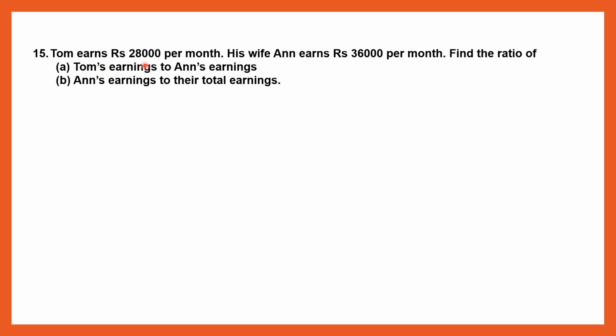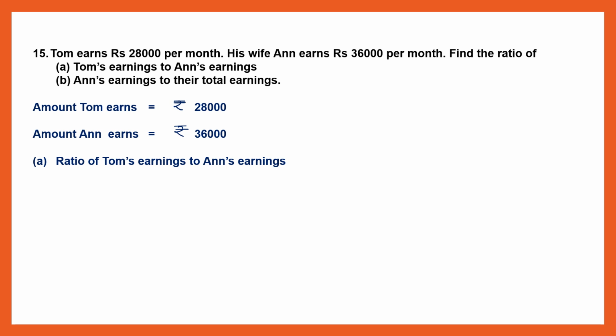Question 15. Tom earns 28,000 rupees per month. His wife Anne earns 36,000 per month. Find the ratio of these two, keeping this in mind. So let's begin by writing the amount Tom earns, 28,000 rupees. Then the amount Anne earns is 36,000 rupees. This is given to us. The first thing is the ratio of Tom's earnings to Anne's earnings. Tom earns 28,000 rupees and Anne 36,000 rupees. Let's write the unit also. At the end we remove the unit.